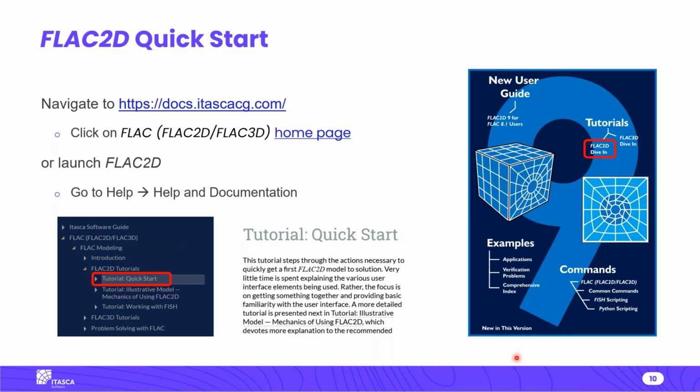An alternative way to get to the documentation: if you go to Help in FLAC2D and then click on Help and Documentation, a local copy of the documentation will open for you. A local copy is installed when you install FLAC2D or Itasca software in general. Then you can see all the same things there. It's just going to be locally on your machine, and you can see it through the FLAC2D interface. So the best place to start is the tutorial quick start, and you can always refer to it through this slide.